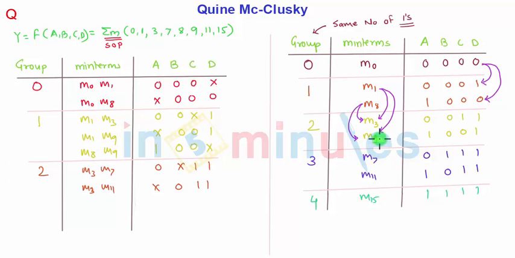M9 should be compared with M11 then, because M9 and M7 have no single bit combination. So M9, M11, there is only one bit difference at A, so it will be don't care. So 1 0 0 1 becomes don't care 0 0 1... that is, M9 M11 is 1 0 don't care 1. So this is all about my group number 2.